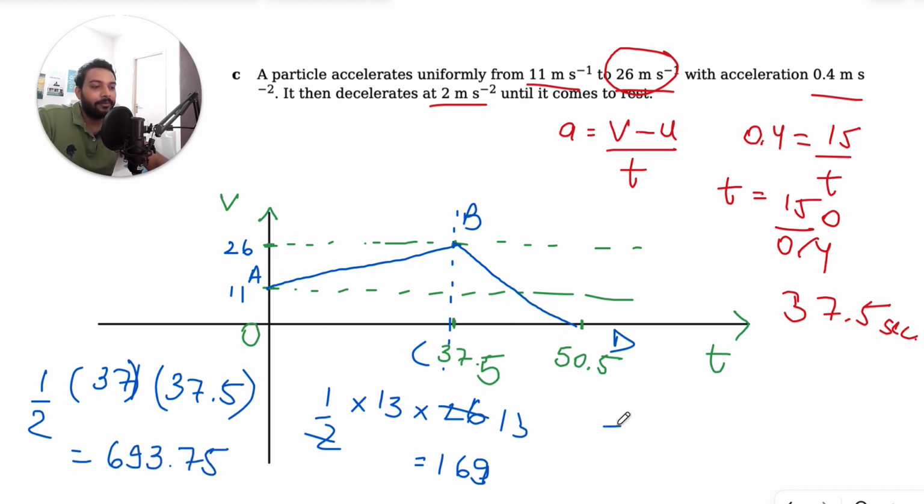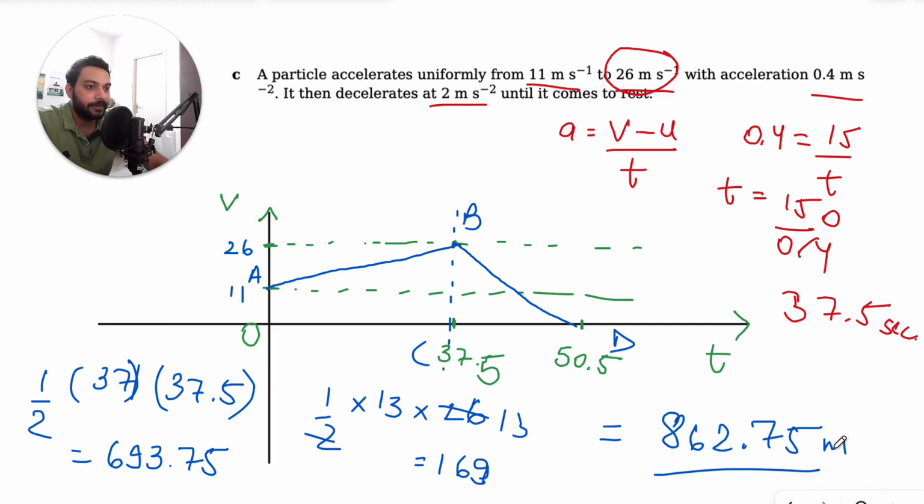So let's add both of these together. 693.75 plus 169. So 693, 793, and then 850, 859, and 3 is 862.75 meters. 862.75 meters is the distance or the displacement here. Okay, so this is the end of the complete question.